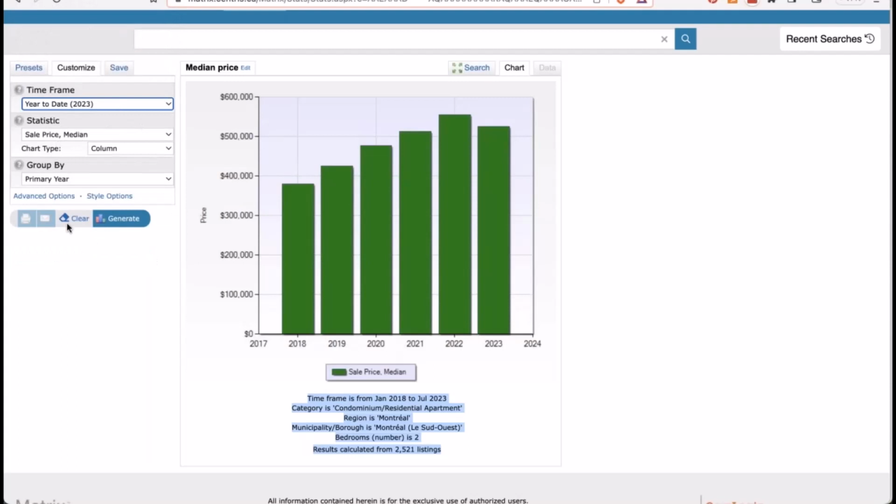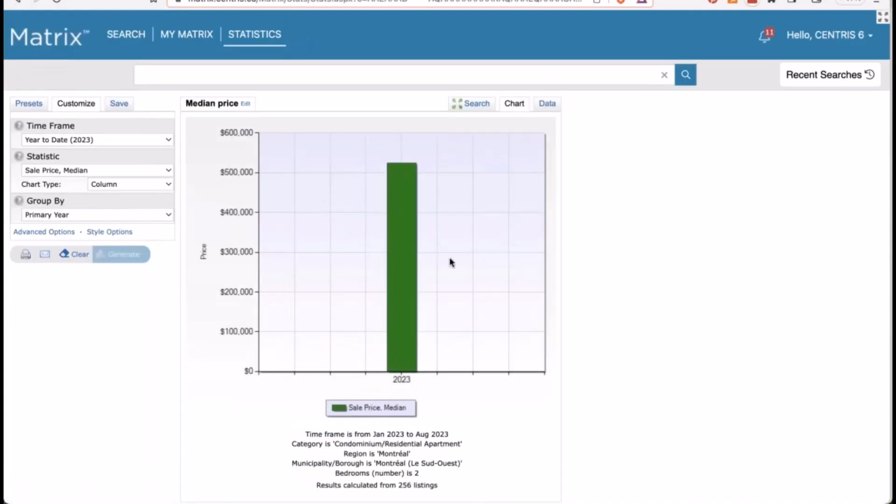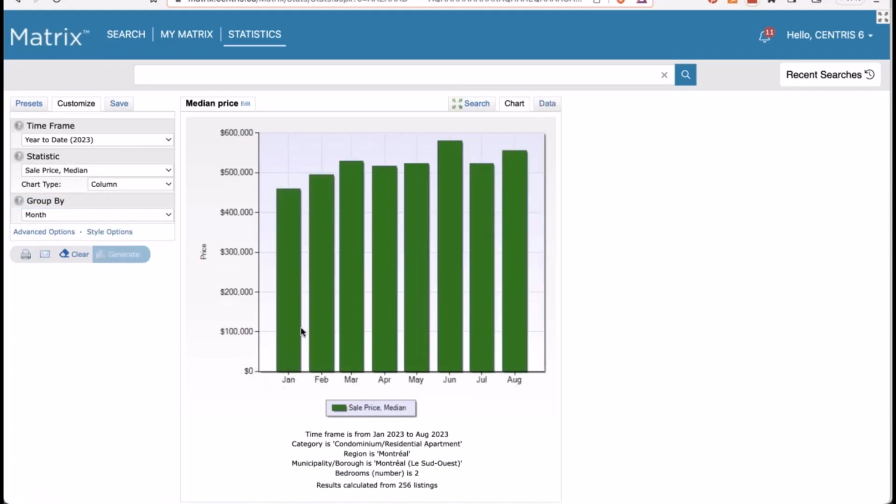So what I'll do here is I'll do year to date, sales price is median, and so it's grouped by primary year. So now I have a matchstick, so this is useless to me, right? And the reason is because it's grouped by year. If I'm looking at 1 year, then you have to display it by month. So I'll click generate, and now I see by month what has happened in that borough, okay?